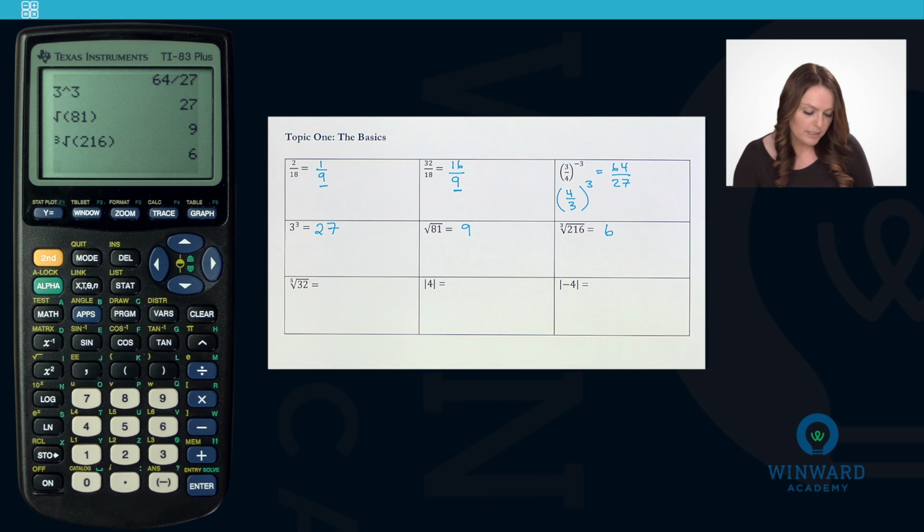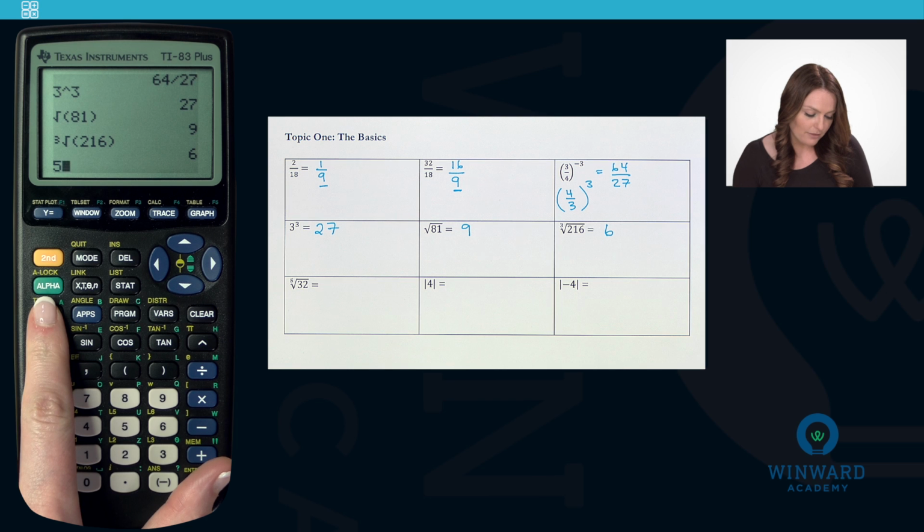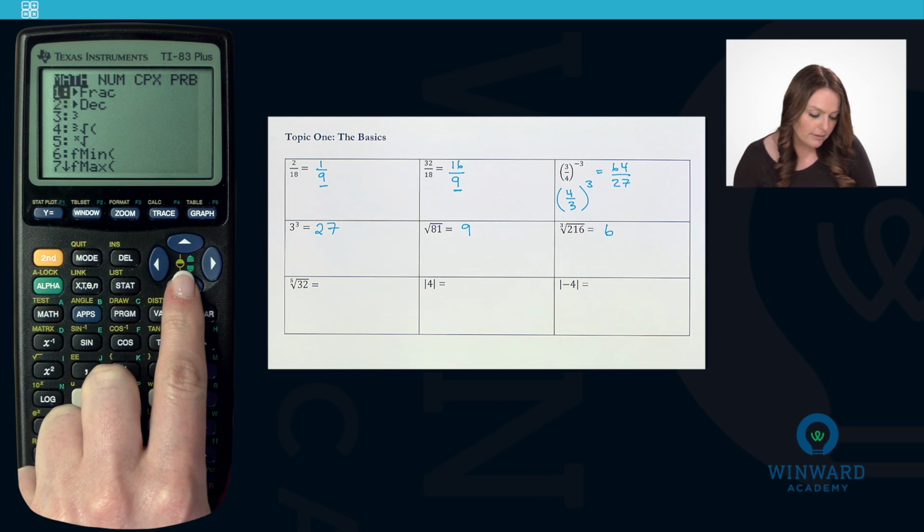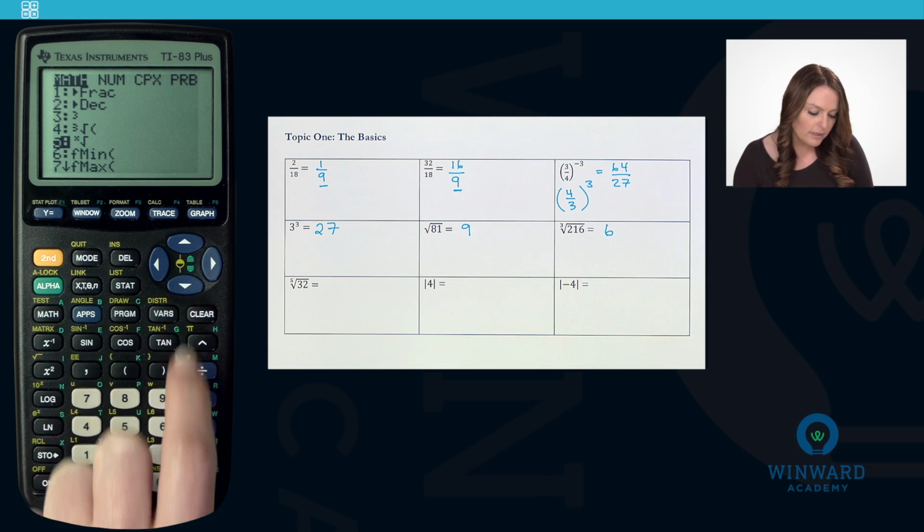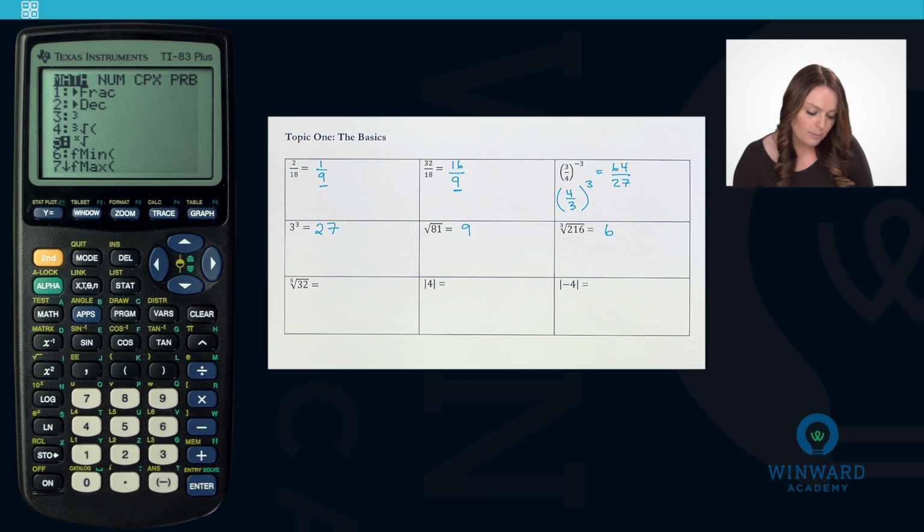So what you need to do is first press 5. Then go back to that math function. And if you go down now to the 5th option, you'll notice that it has a little x symbol next to the radical sign. The 5 that you typed before you went into that math section is going to register as that x.